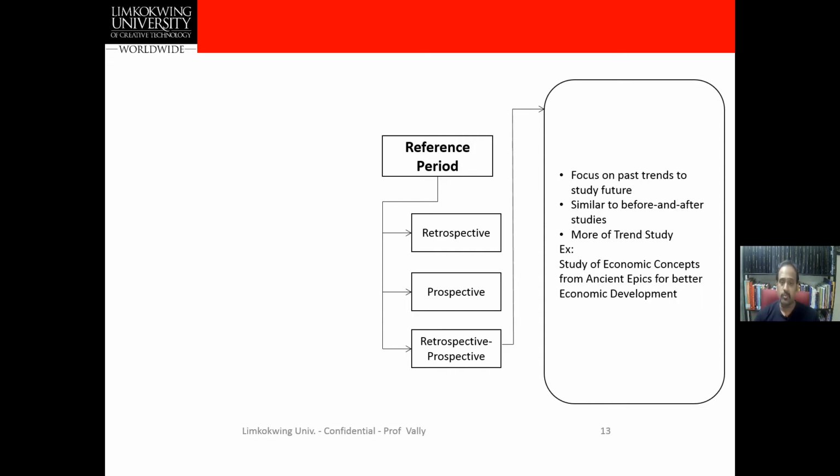Now the third one is quite interesting, retrospective-prospective. That is, we do research based on history to give a proper future. I again repeat, we do research on historical facts to make futuristic policies. Now this example is something which I have done, this is my research paper's topic. I was trying to understand olden days economic policies to suggest a new economic policy. So, a study of economic concepts from ancient epics for better economic development. So it's retrospective for prospective. So these are all the reference period.